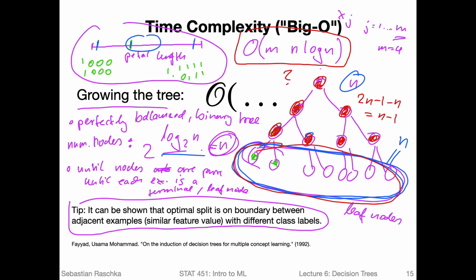So in this case, let's check if that makes sense. Let me do a different color. We have n equals 8, right? And then n minus 1 should be 7. Let's count: 1, 2, 3, 4, 5, 6, 7. So this one checks out.